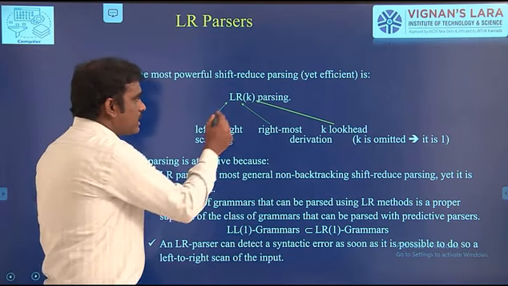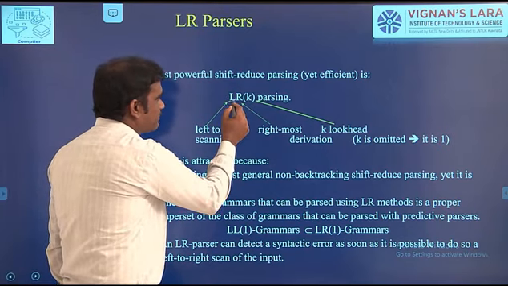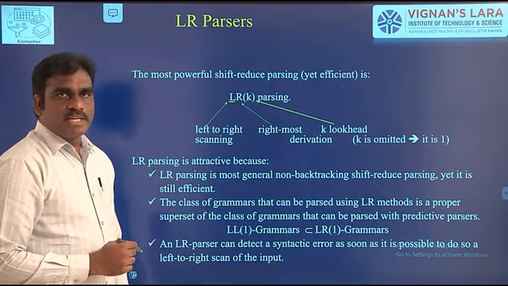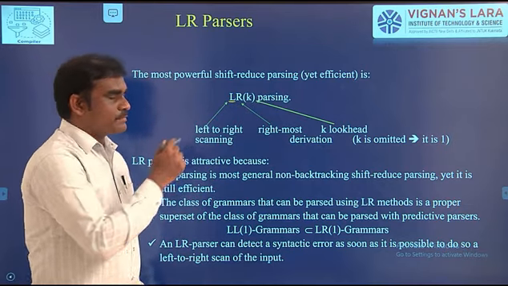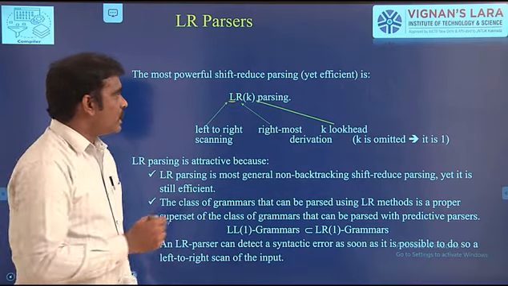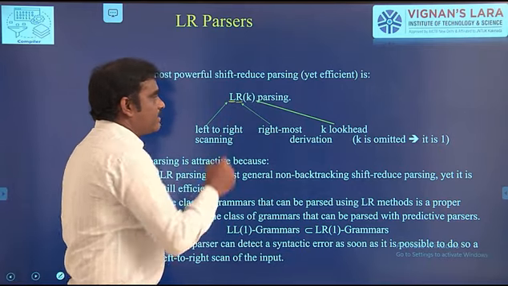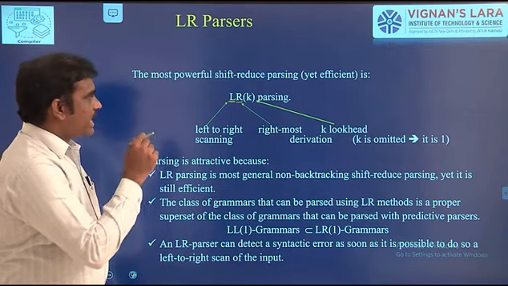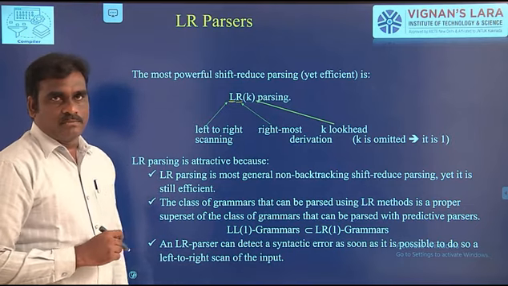So in LR of K grammar, the first L represents scanning the input from left to right. And the second one is R. R means rightmost derivation, where K means look ahead symbol.